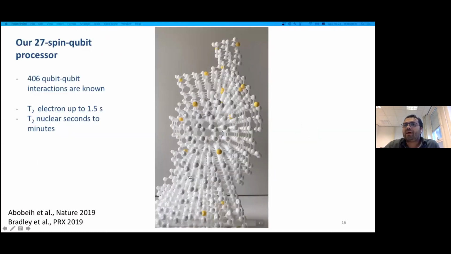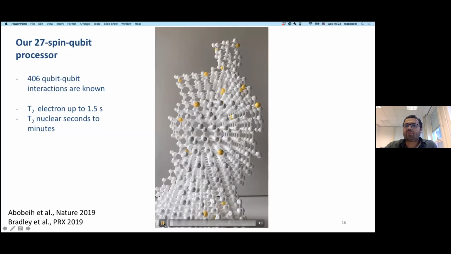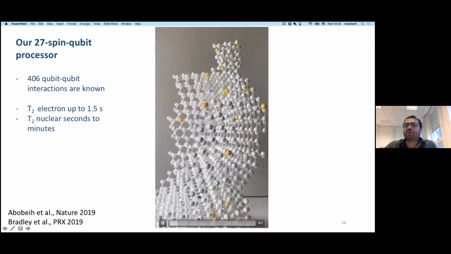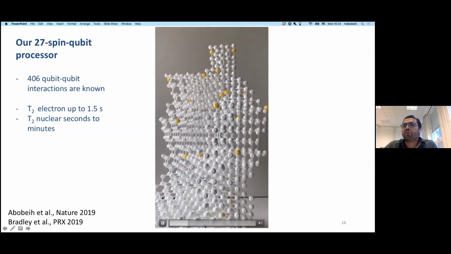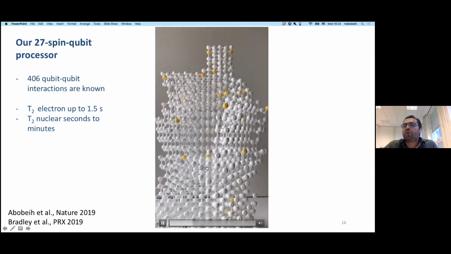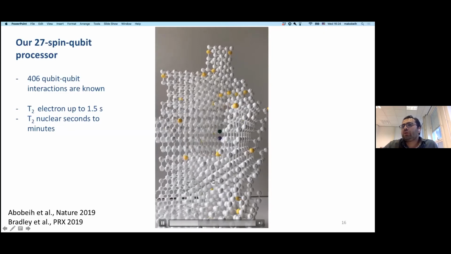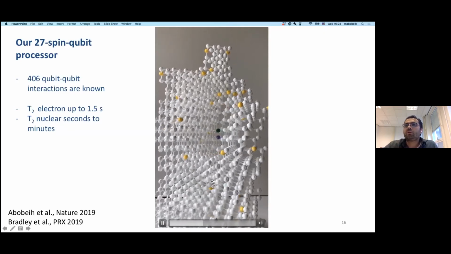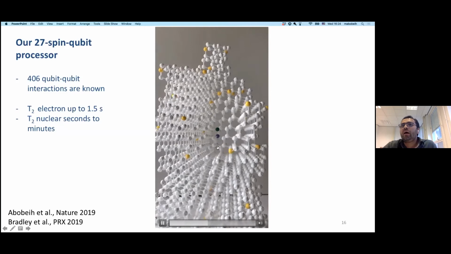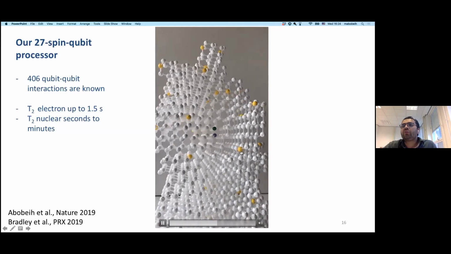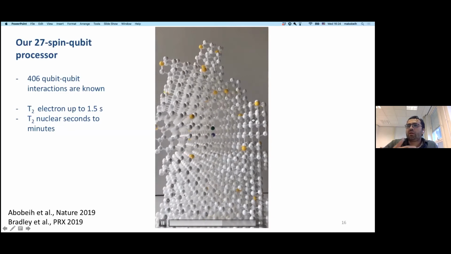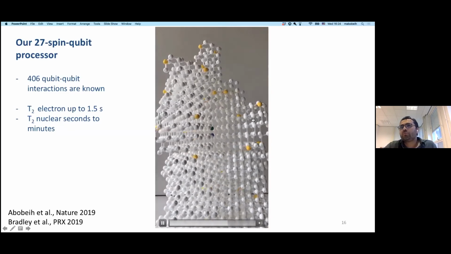We also built an actual 3D model of the system. I guess many of you in QuTech might have seen this already. What we see here is a model of our NV center. These white balls are the carbon-12 atoms, which don't have a spin. Then this is the NV center. And the yellow ones are these carbon-13 spins that we use as qubits to store and process quantum information.